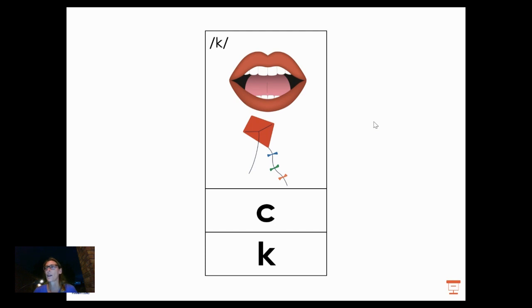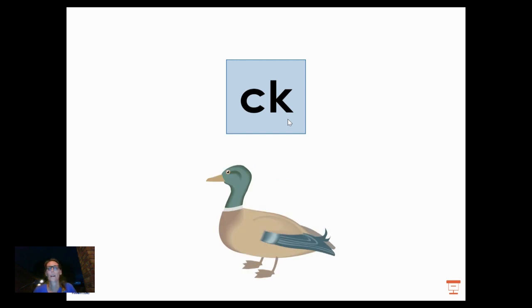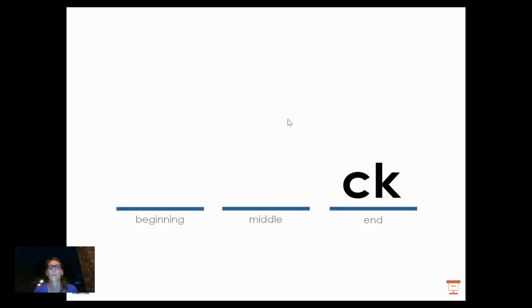If you hear k at the end of a word and it's after a short vowel, a, e, I, then you're going to use CK. Right. And an example of that would be duck. All right. It's always at the end of a syllable or a word. It's always after a short vowel.